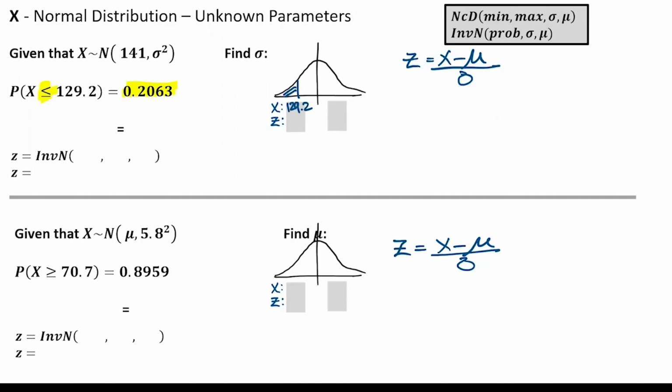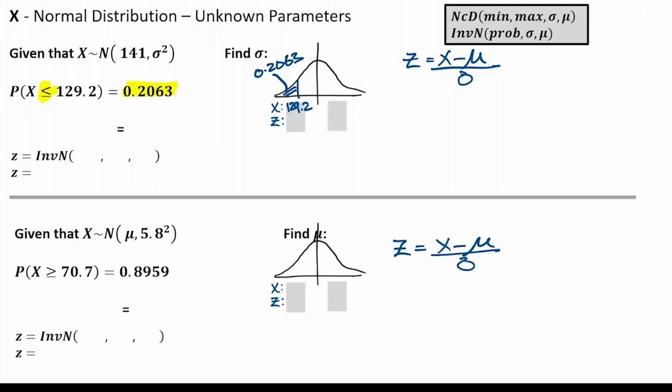This is 129.2, 0.2063. And even simply, we know the middle number is 141. It's the mean. So we must be on the left-hand side of the mean if we're working with 129.2. Okay, I also can find what z-score would match 129.2. What z-score would correspond with 129.2?